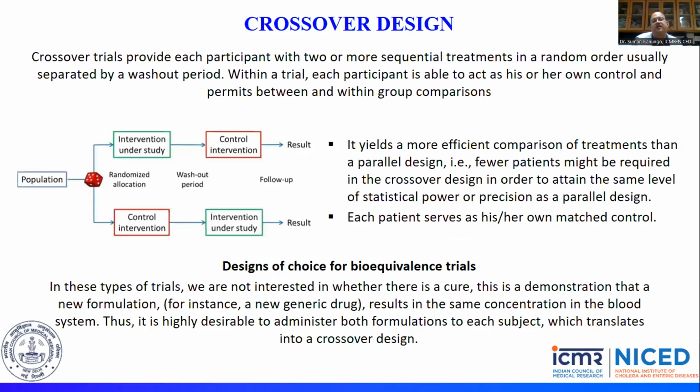Now, what is the crossover design? There is another design called the crossover design. The population is put under the intervention study and randomly allocated to the intervention or a control intervention. After a washout period, the intervention group becomes the control group and the control group becomes the intervention group, and we take the results and study them.